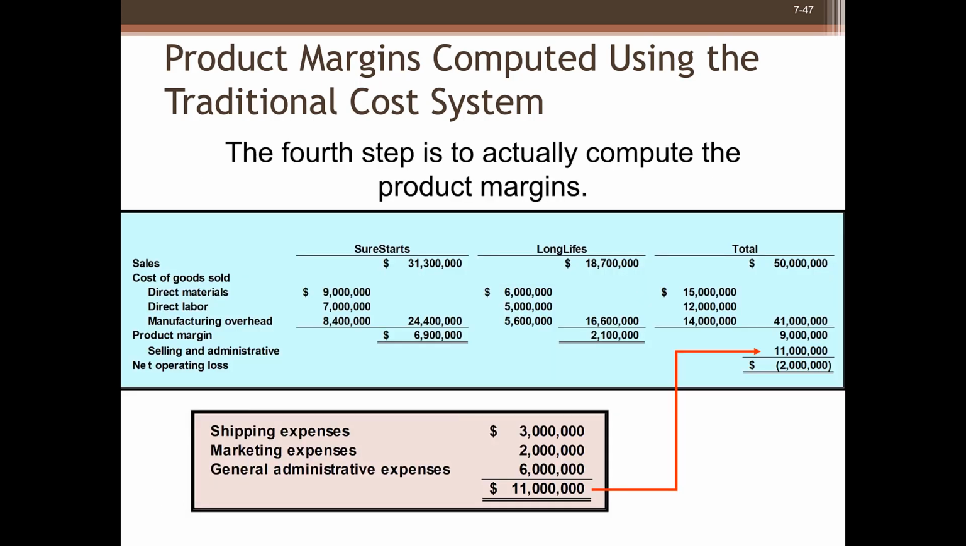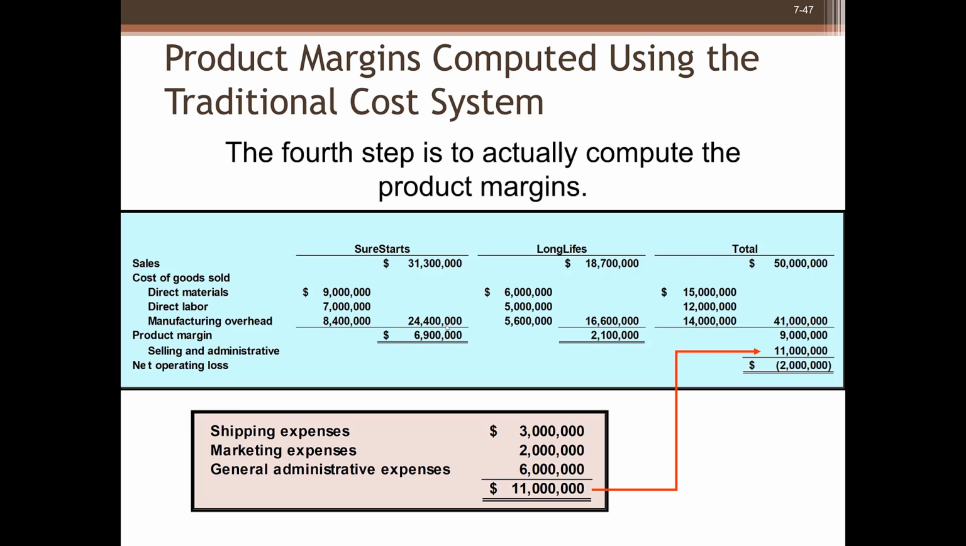The fourth step is to calculate the product margins. We use sales minus total costs. Using the traditional costing system, we use sales minus cost of goods sold. And cost of goods sold includes direct materials, direct labor, and allocated manufacturing overhead. So based on the information, we have sales, direct materials, direct labor, and we just calculated the manufacturing overhead allocated. And we can calculate the total cost of goods sold.